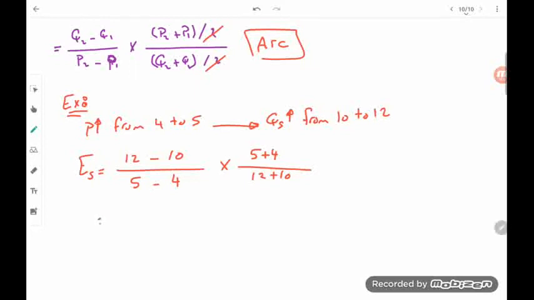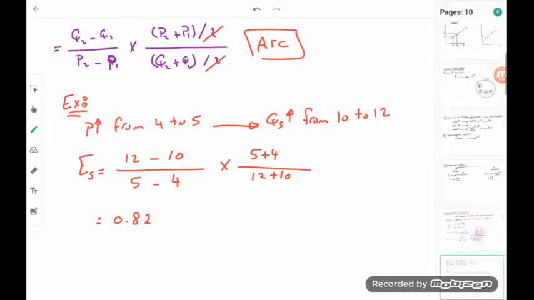So it will be 0.82. Just like the price elasticity of supply, the value of elasticity will be from 0 to infinity, and this is 1.